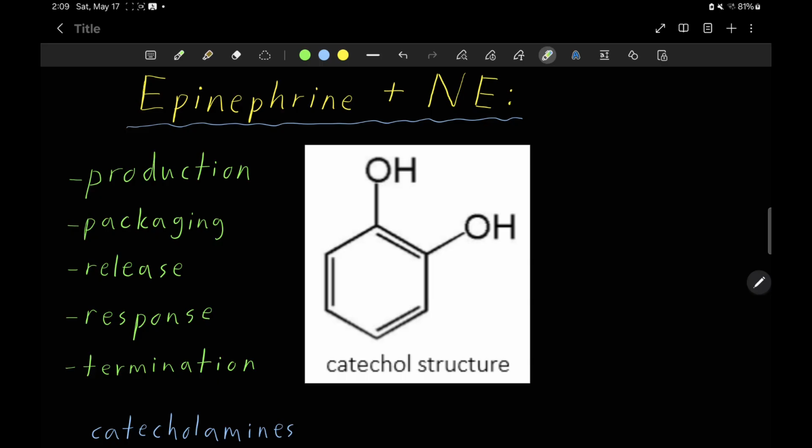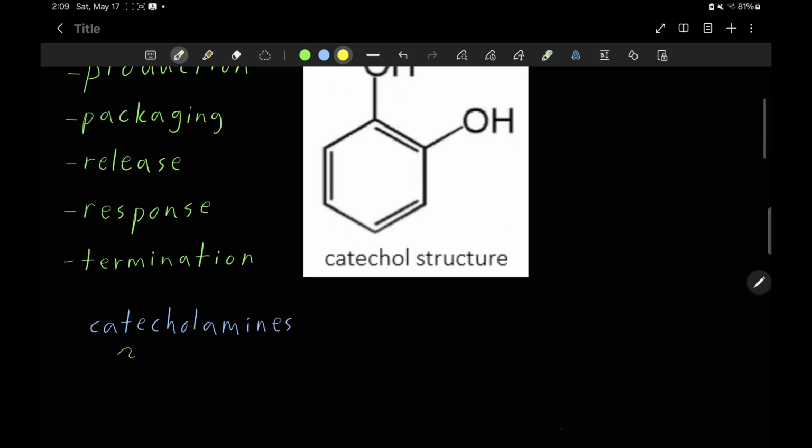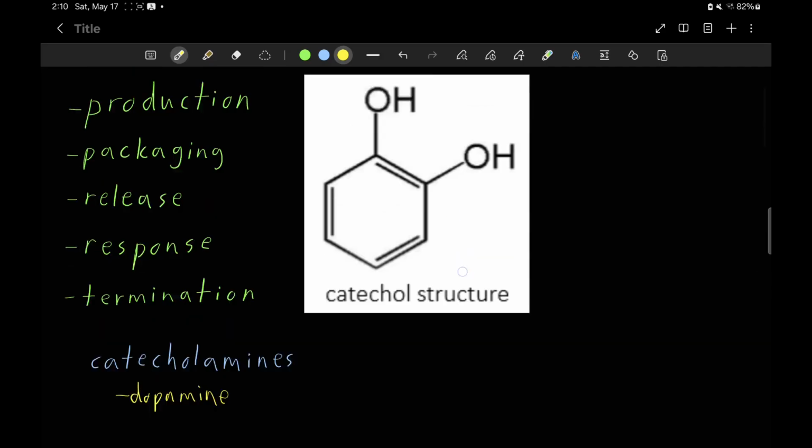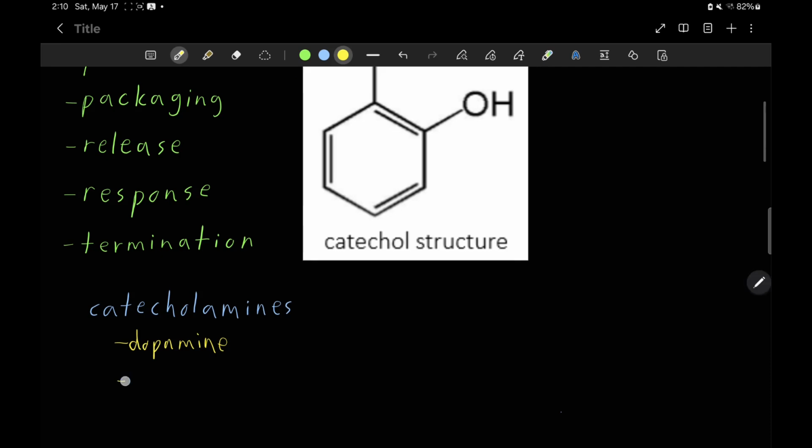Now, in our last video, we learned about the signaling pathway of a messenger molecule called dopamine. Dopamine is a type of messenger molecule called a catecholamine. Catecholamines is this general umbrella of signaling molecules, and one type of catecholamine is dopamine. However, epinephrine and norepinephrine are also types of catecholamines.